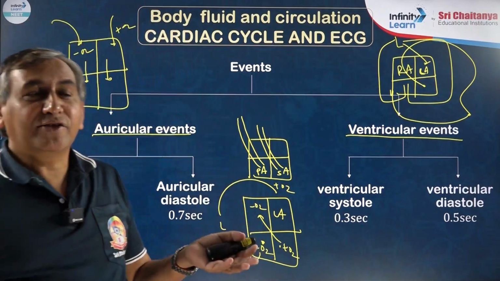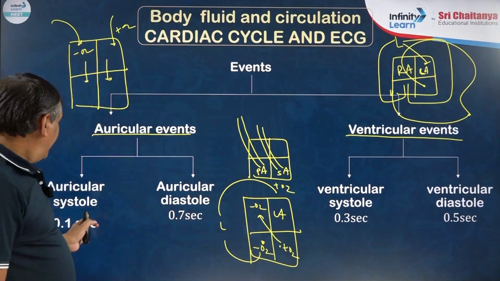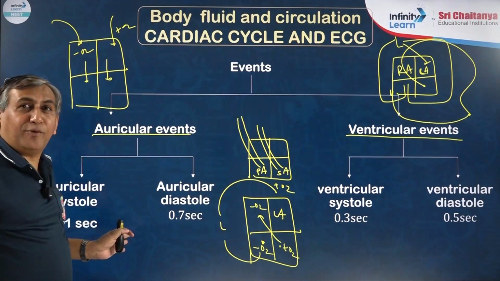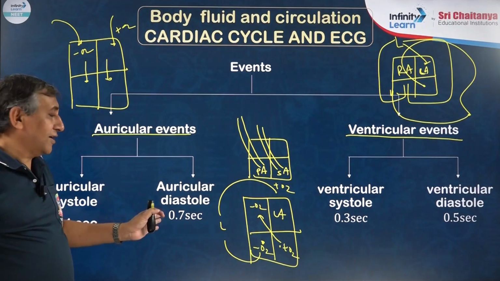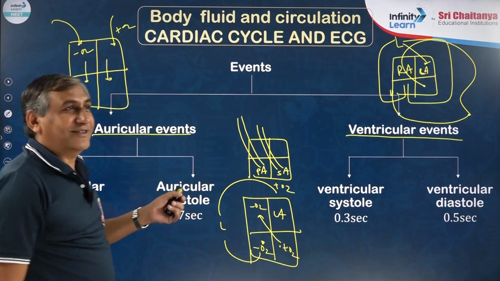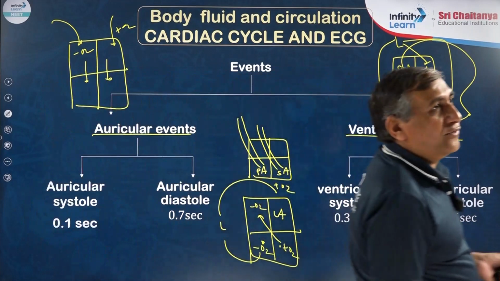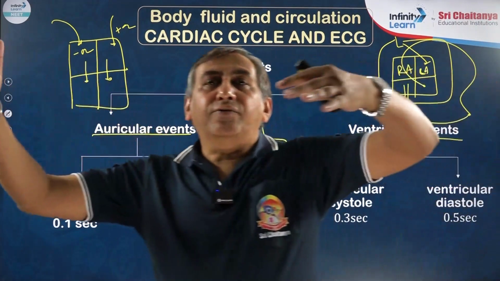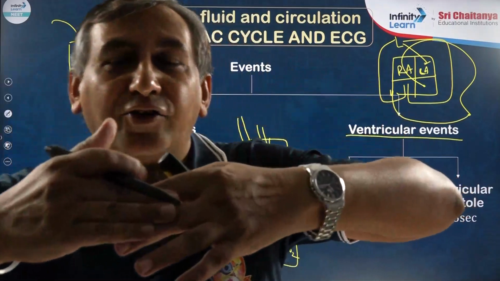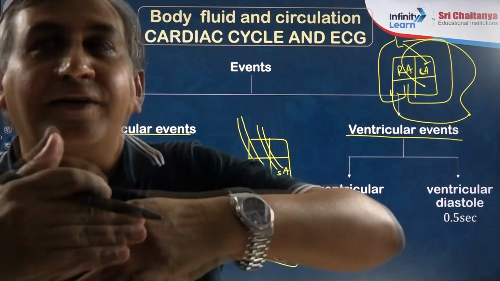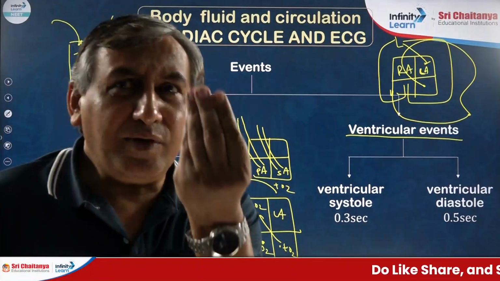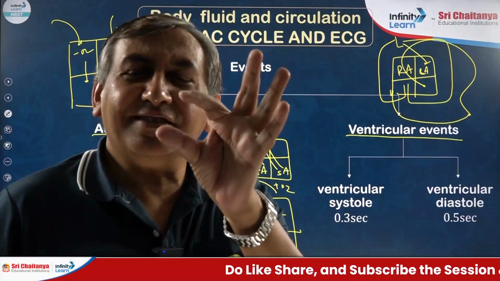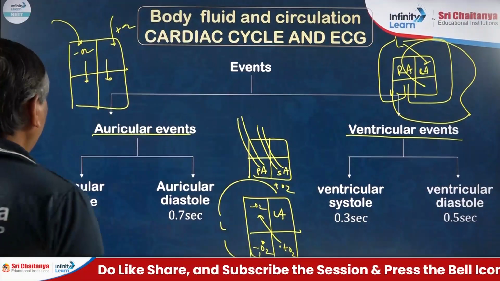Because you are students, you can ask when, why, where. You have to apply these questions now. You can ask, sir, why is the duration of systole only 0.1 and the duration of diastole 0.7? So try to think, what is the function of the auricle? Auricles collect the blood from the different parts of the body, so it takes a longer time. And in systole, they have to send blood only to the ventricle, a smaller distance, so it takes only 0.1 second.